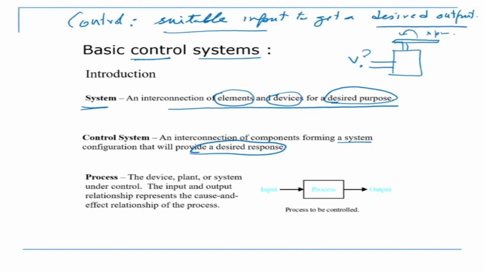So the controller will try to find out what is the suitable input, in this case voltage, to get a desired output. Say for example, I want 100 RPM. So how much voltage should I give to get 100 RPM? That is a control system problem.